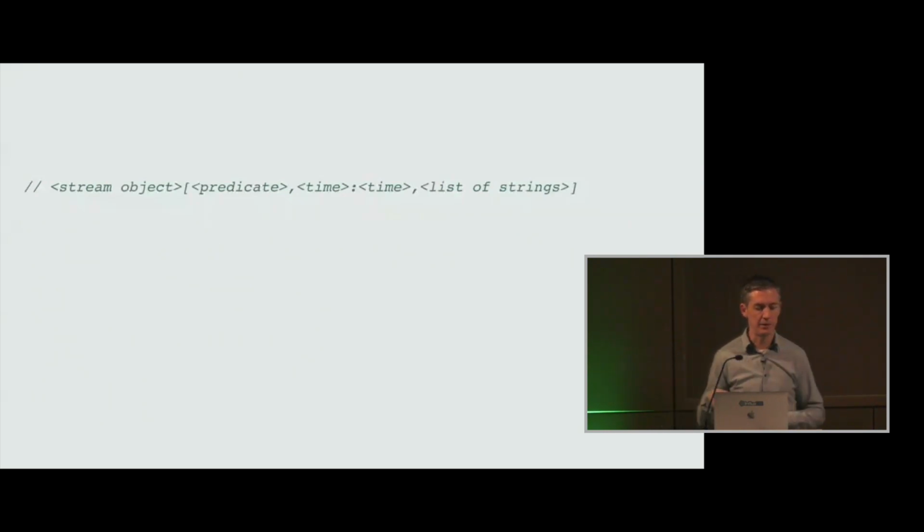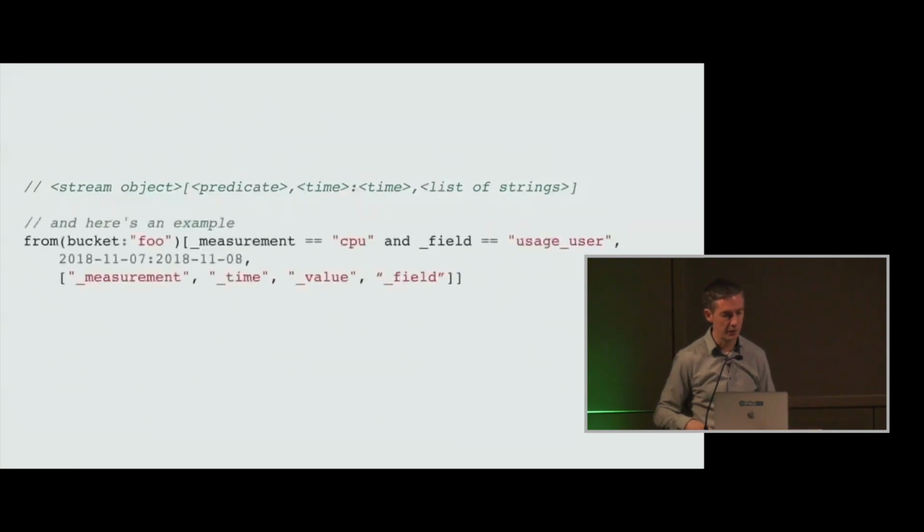So the example I put up is you have a stream object, right, which is just a collection of tables, and then you do an array index around it. There are 3 different elements in the array index. There's a predicate, which matches against the metadata. There's the time range. And then there is a list of strings, which are actually the columns that you want to pull from that stream. So here's an example.